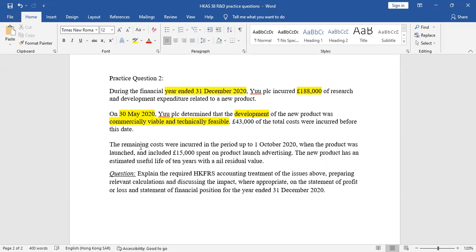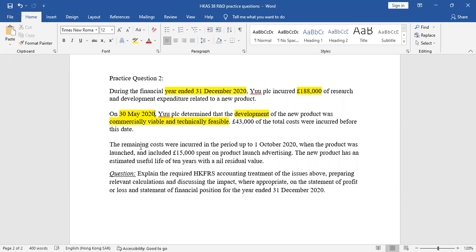So any expense before 30th May 2022 is a research expense. So £43,000 is going to be a research expense, because on 30th May 2022, that's when the company determined that my product is commercially viable and technically feasible. That's where the development criteria is met right there and then, and any expense after that will actually be eligible for development expense.